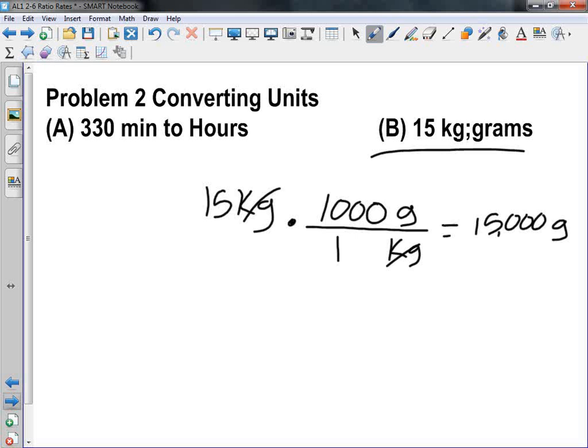Now, when we talk about metric, kilo means how many? 1,000. So a kilogram has how many grams? 1,000. A kilometer has how many meters? 1,000. A kiloliter has how many liters? 1,000. A kilowatt has how many watts? 1,000. So kilo means 1,000. Kilo means bigger. If I take something small and I take 1,000 of them, I got more than I started with, okay?